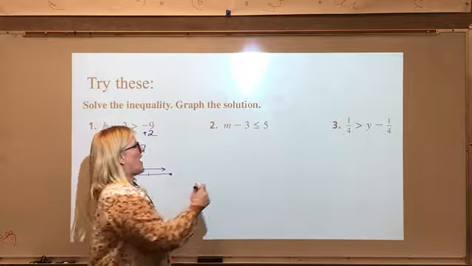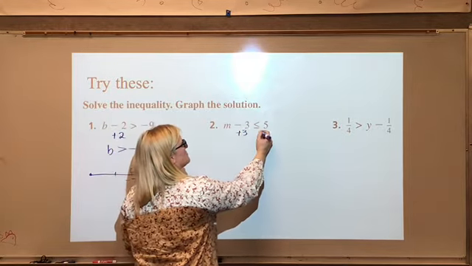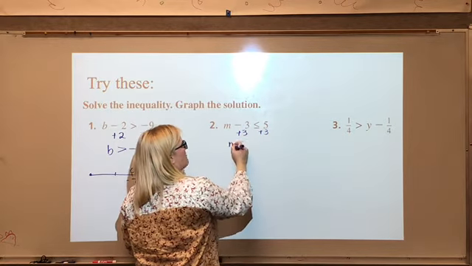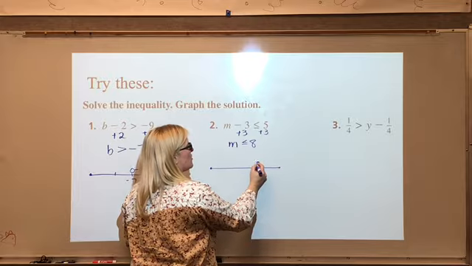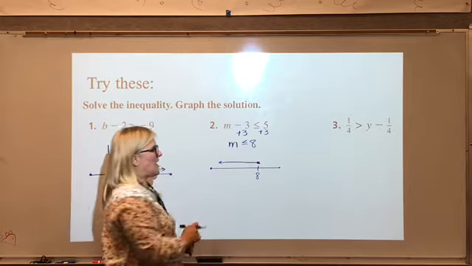Okay, so here I add 3 to both sides. And I have m is less than or equal to 8. So I can just put an 8 right here if I really want. And m is less than or equal to, so it's a closed circle, less than or equal to 8.